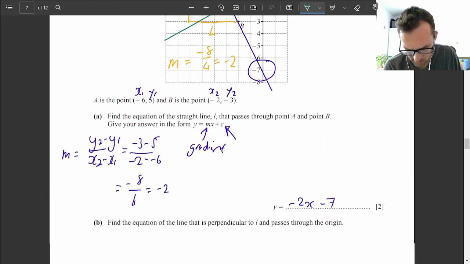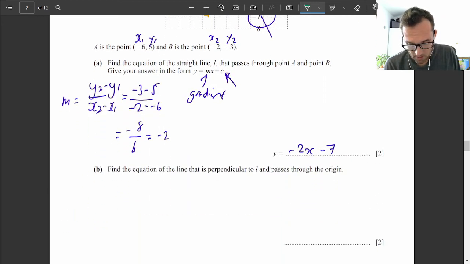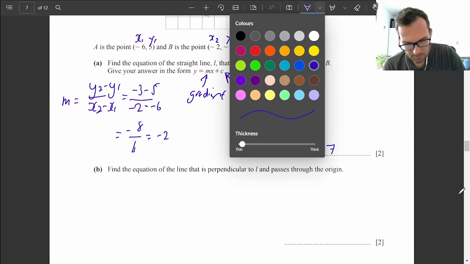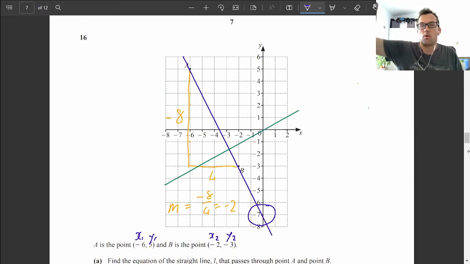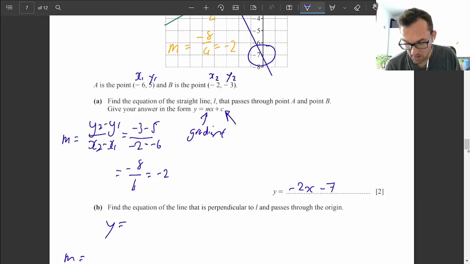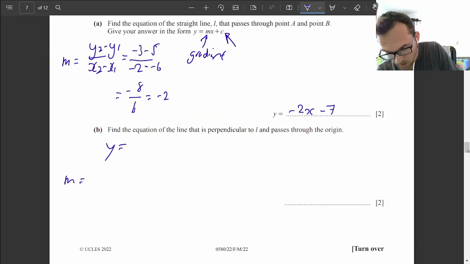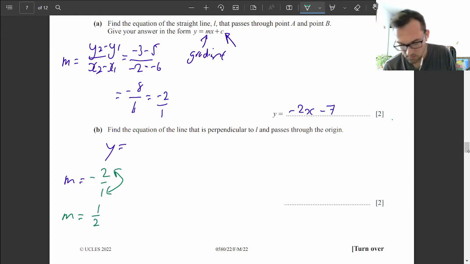My line is not that exact. But first of all, let's do the gradient. So we want y equals m. What is m? Now, if you remember, first of all, we look at that line where the blue one is negative, the green one is positive. And then we can also invert the gradient. So when we had a gradient of minus 2, we can put it as minus 2 over 1. Okay, so the previous gradient is minus 2 over 1. For the new gradient, we need to invert it and change the sign. So that will be a half.